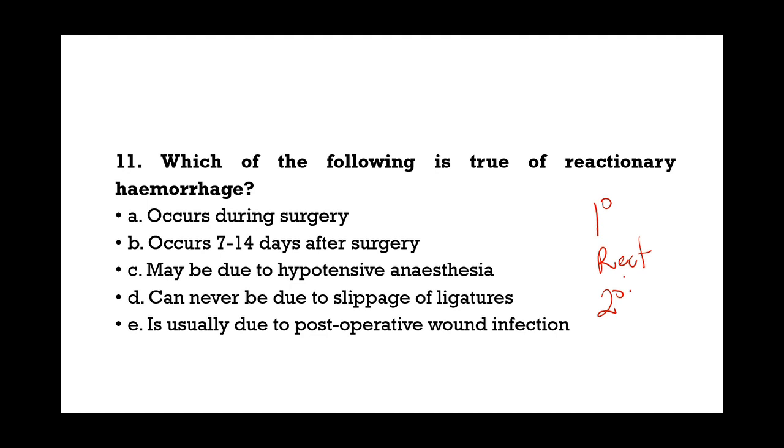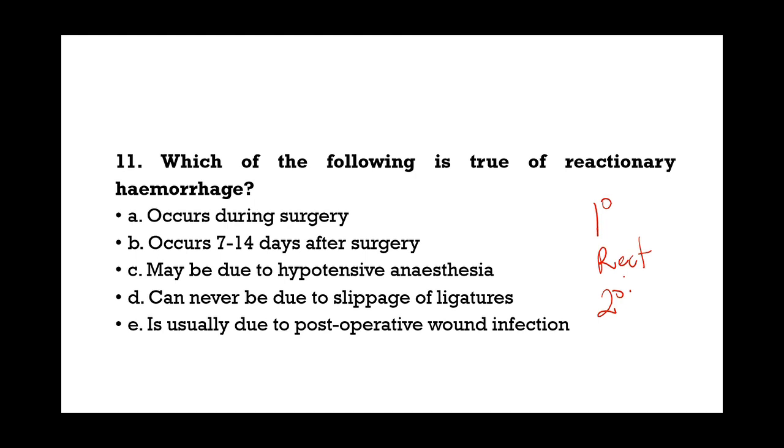So it usually occurs within 24 hours. That is called reactionary hemorrhage, and it's common in hypertensive patients, and of course, those that have undergone hypotensive anesthesia. So after surgery, with the rise of blood pressure, there may be slippage of ligature or dislodgement of clot. Then they bleed. That is reactionary hemorrhage. Secondary hemorrhage occurs after 24 hours. And usually, this is due to infection.